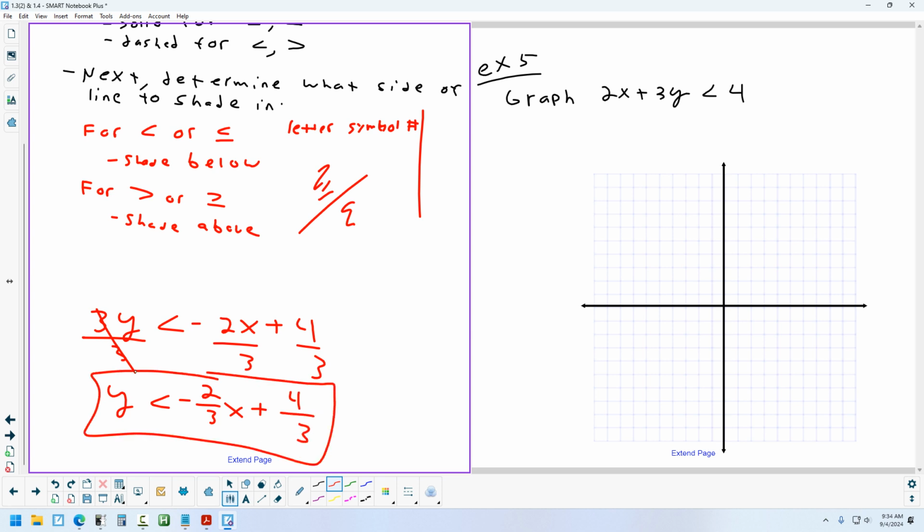Okay. So I've rearranged my inequality in a slope-intercept type of format. It's not a slope-intercept equation because there's no equal sign. Okay, it's an inequality. All right, now, how do I graph that? What's the first thing I do?